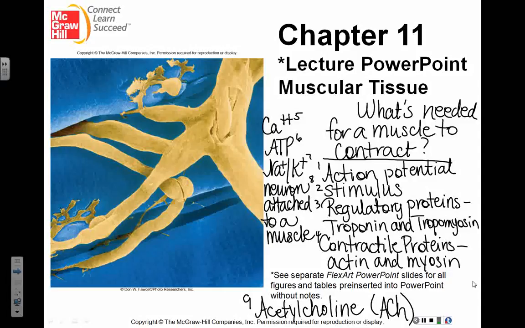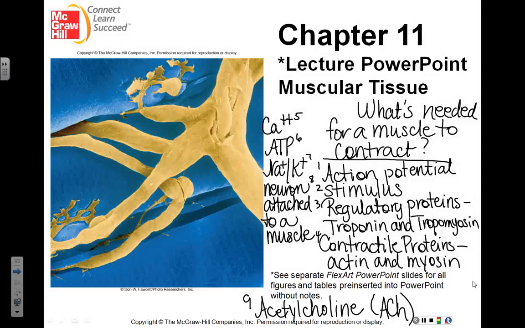So we're going to put this on the board before I start talking, because with all of these terms, you're going to have to know what an action potential is. You have to know what a stimulus is. Your two regulatory proteins, troponin and tropomyosin, are involved in a muscle contraction. The contractile proteins are actin and myosin. Calcium and ATP, of course, you always need energy for your muscles to contract. You also need ATP for your muscles to relax.